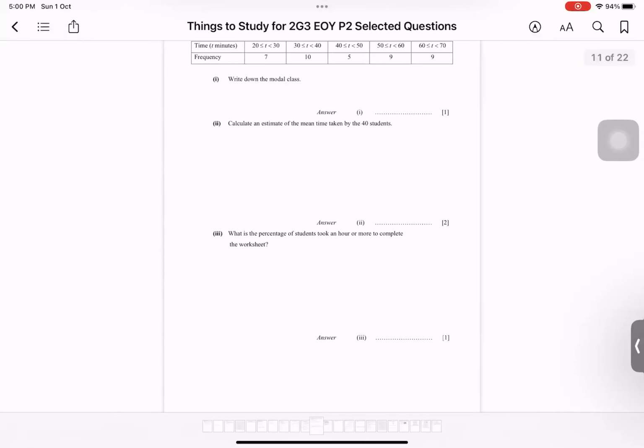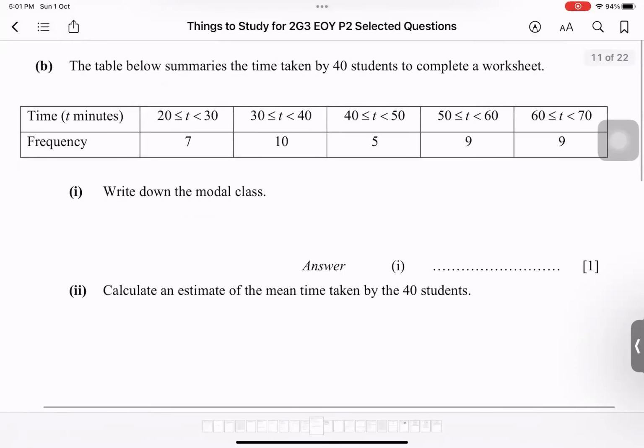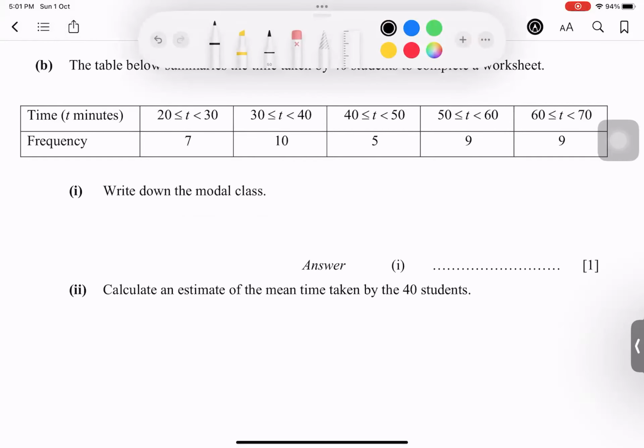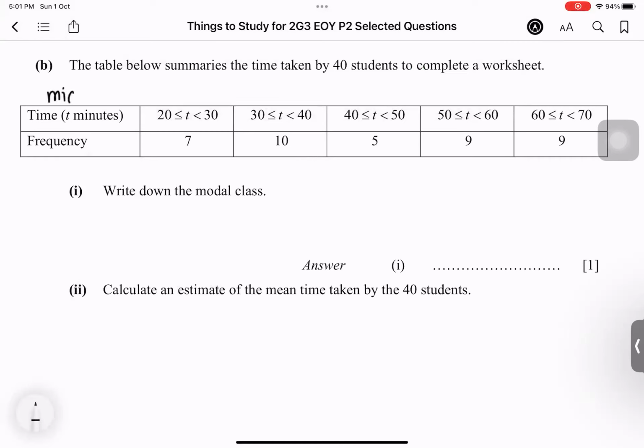Next part of the question, next question, right? This one summarizes the time taken by 40 students to complete a worksheet. Remember, this one is a frequency interval, so you need to find the mean value of each of them. 20 plus 30 divided by 2, 25. 30 plus 40 divided by 2, 35. Do not always assume, sometimes the interval can skip. So you must please take note, okay? So this one is 55, and then this one is 65. Write down the modal class, the one with the highest frequency. They want the class, so you copy down the whole class interval.